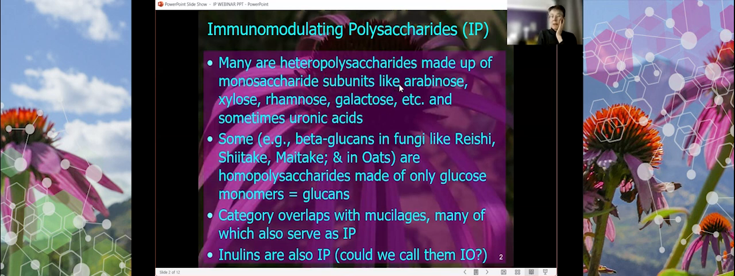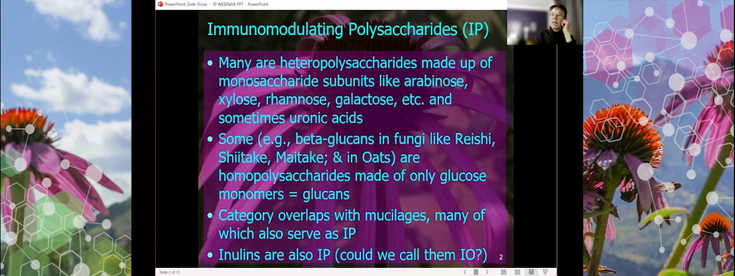The simple sugars they're made of: arabinose, you can tell these are all sugars because they end in -ose, right? Arabinose, xylose, rhamnose, galactose, et cetera, and sometimes uronic acids, which are derivatives of your simple sugars or monosaccharides. A uronic acid like glucuronic acid is glucose with a carboxyl group bonded to it, and that makes it a glucuronic acid or a carboxylic acid. So those are simple sugar derivatives, and you find those in a lot of your IP. Okay. So that's one subgroup.